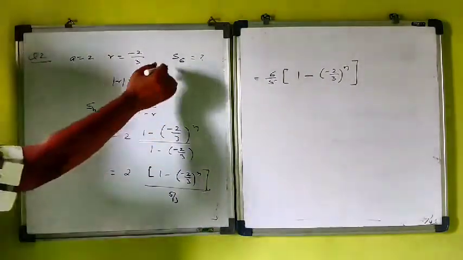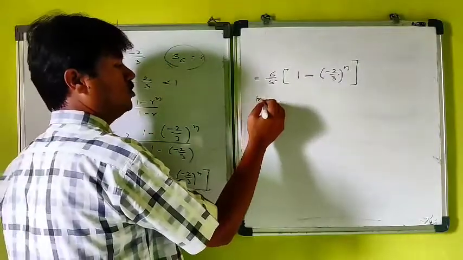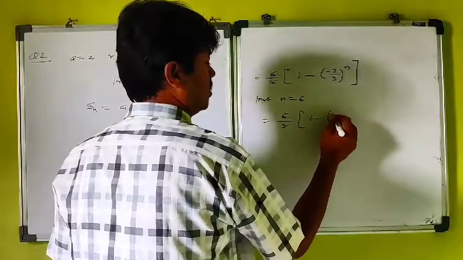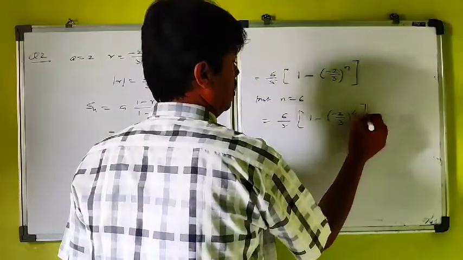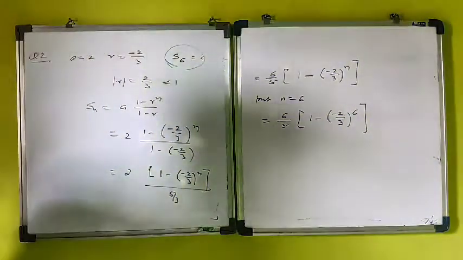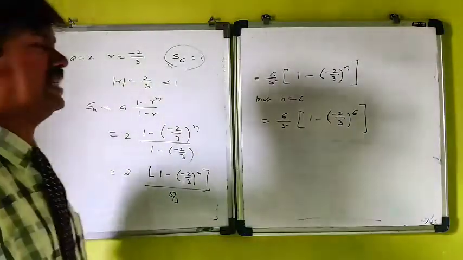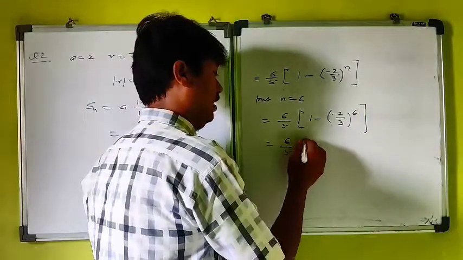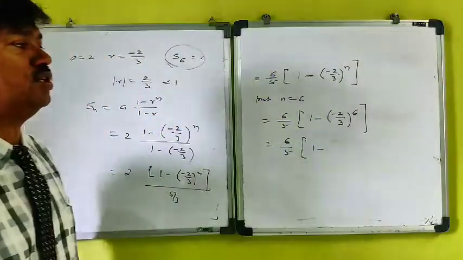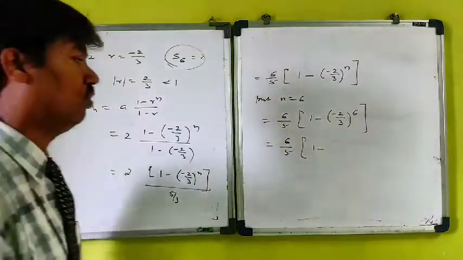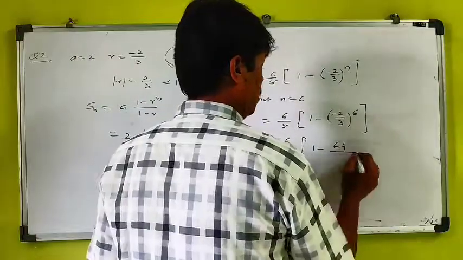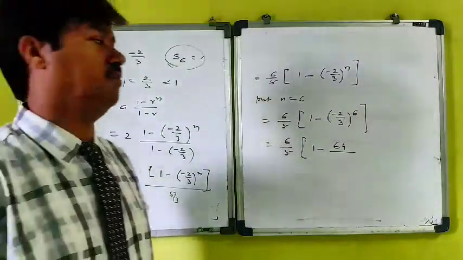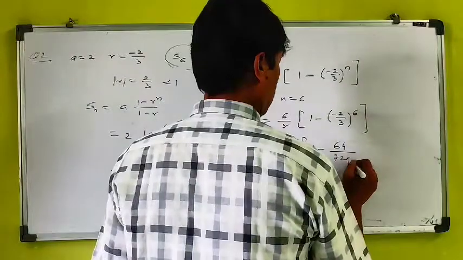So like this, that is the sum of n terms. Now the question is, what is the sum of 6 terms? So put n is equal to 6 in this, therefore it is 6 by 5, 1 minus 2 by 3 raised to 6. So what should be the answer? 2 by 3, you have to multiply 6 times. So it is 6 upon 5, 1 minus 2 into 2, 6 times, that becomes 64. And this is 3 into 3, 9, and so on, 729.